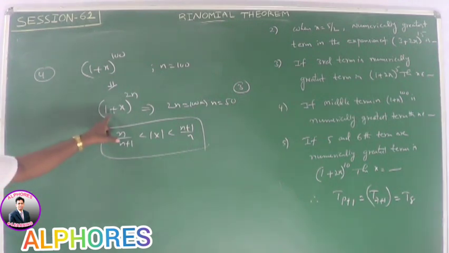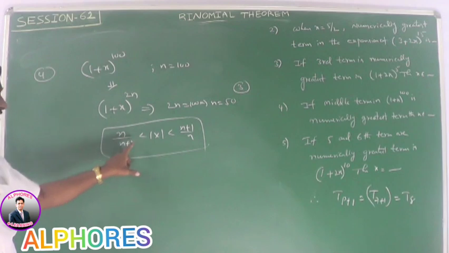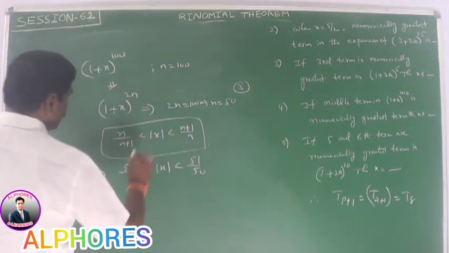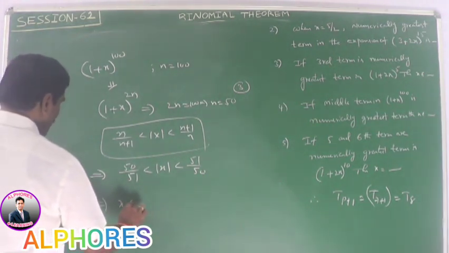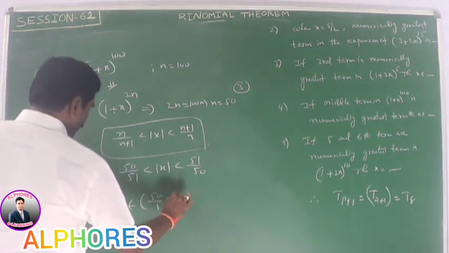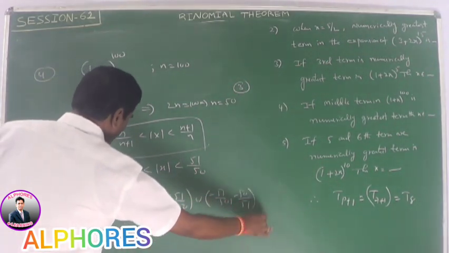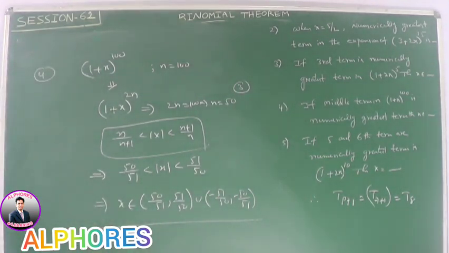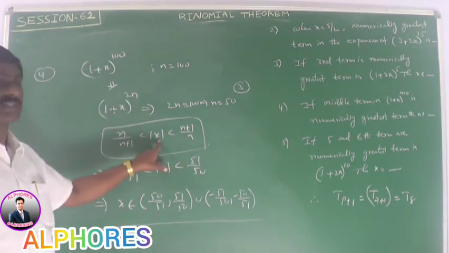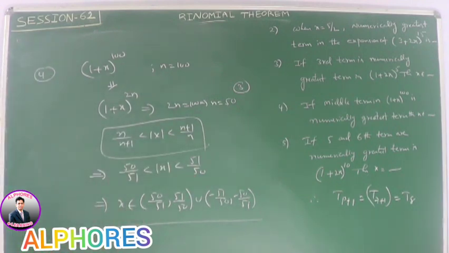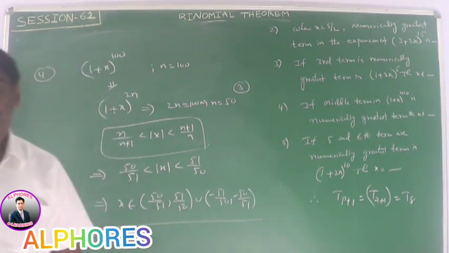Since the middle term is the numerically greatest term, the range of x is n by n plus 1 less than mod x less than n plus 1 by n. That means 50 by 51 is less than mod x, which is less than 51 by 50. The range of x is (50 by 51, 51 by 50) union (minus 51 by 50, minus 50 by 51). It is the range of x. If the middle term is the numerically greatest term in (1 plus x) whole power 2n, then the range of mod x is n by n plus 1 to n plus 1 by n. By using that property, we find the range of x. Please note this value.